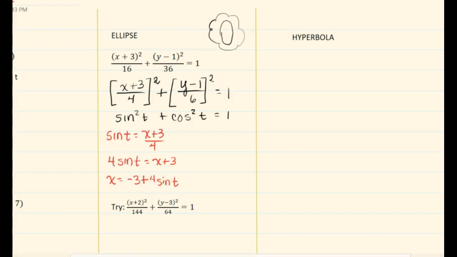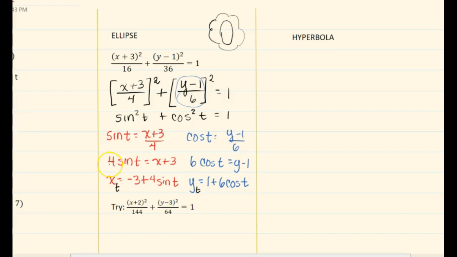So we're going to do the same thing for our y's. We are going to let cosine of t equal y minus 1 over 6 and solve for y. So I get 6 cosine of t is equal to y minus 1, or y is equal to 1 plus 6 cosine t. So now I have my equations, an x sub t and a y sub t. These are my parametric equations.